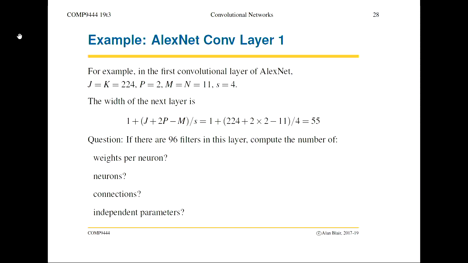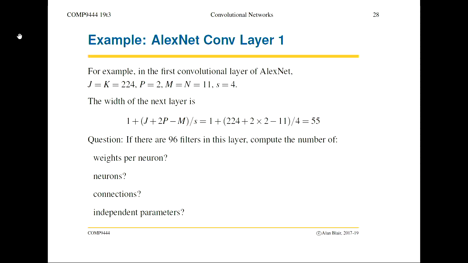So here's an example that uses padding and stride, taken from AlexNet. In the first convolutional layer of AlexNet, the size of the image is 224, the padding is 2, the filter is of size 11 by 11, and the stride is 4. So what's the width of the next layer? Well, when you figure this all out, it's actually 55 by 55. And if there are 96 filters in that layer, we can calculate these numbers again.